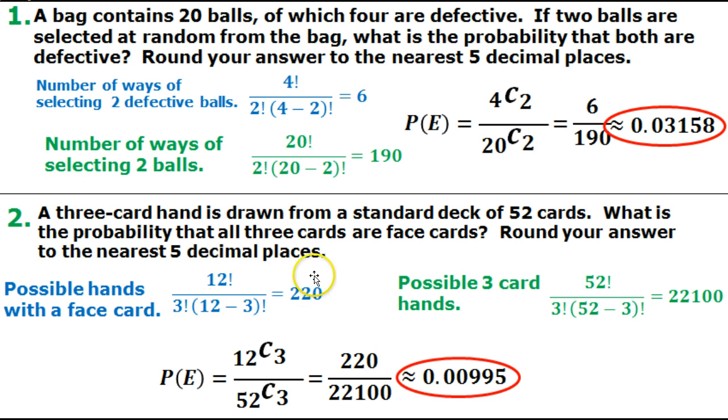Okay, and this one was really similar to the one that we just did. The only difference is instead of 5 cards in your hand, you only have 3 cards in your hand. And this one is a face card, so there are only 12 face cards. This is a 12 choose 3 divided by 52 choose 3.